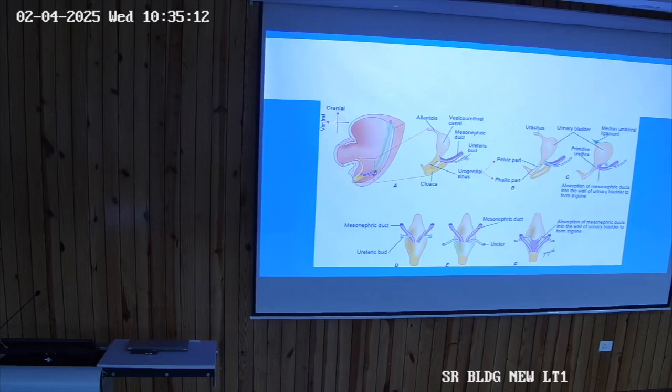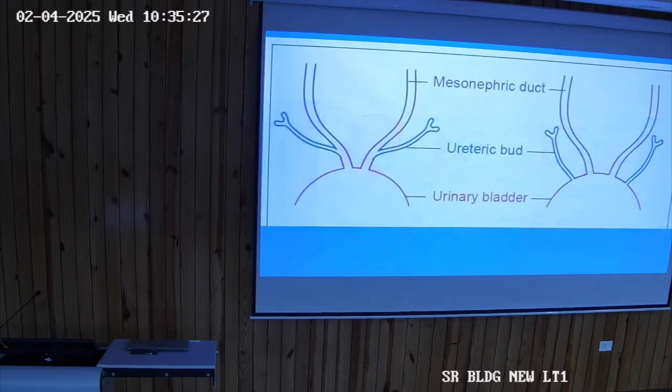As the kidney ascends, the ureter opening also moves slightly upward and becomes superolateral. Okay. So the opening is lower down, then it ascends along with the kidney. So both the openings get separated out. This is how it takes place.